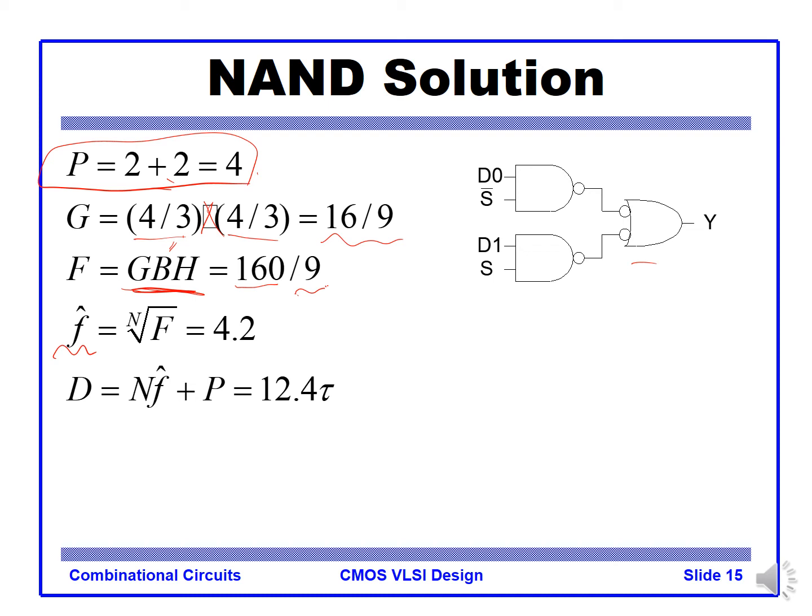So the optimum stage effort, the nth root of F, becomes 4.2. Once we know that 4.2, we can calculate the total path delay. That will be n, the number of stages, times the optimum stage effort, plus parasitic. So total it becomes 12.4 if we calculate that. We can remember this number, 12.4, for the NAND solution.